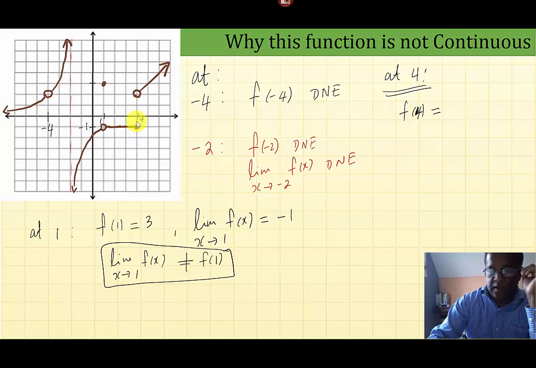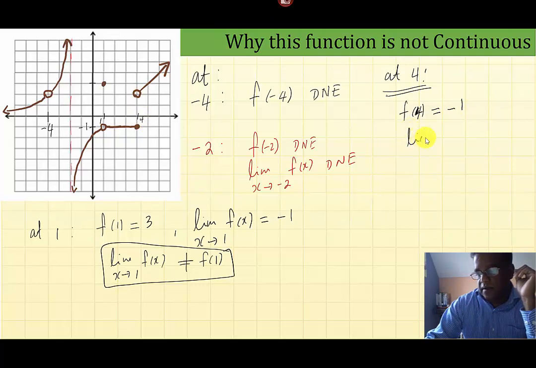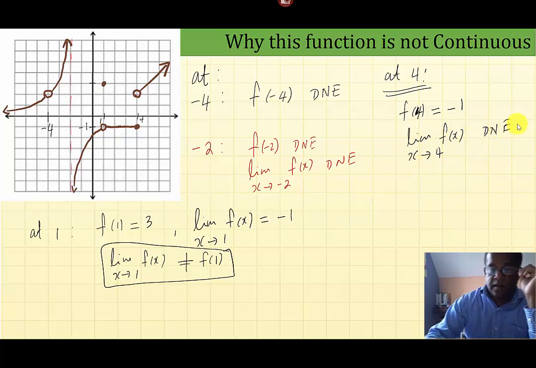f of 4 is equal to negative 1. It is not continuous because the limit as x approaches 4 of f of x does not exist. The left limit is negative 1, the right limit is 2, so the limit does not exist. So that is the reason it is not continuous at 4.